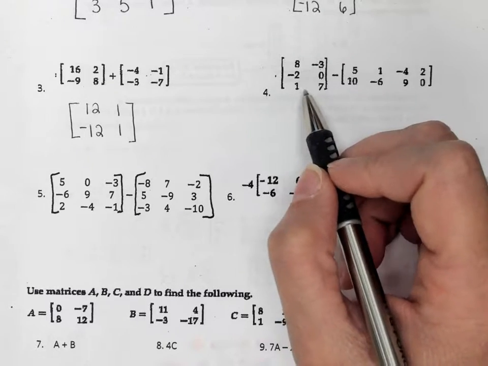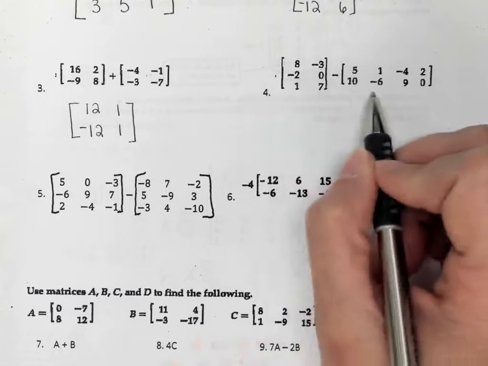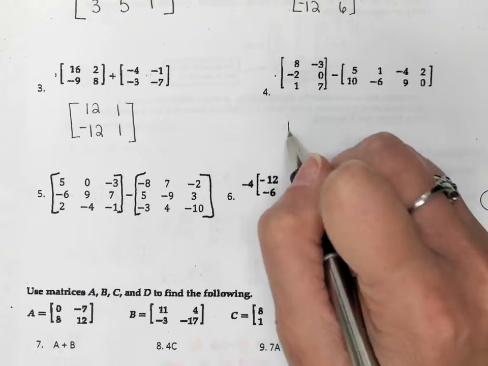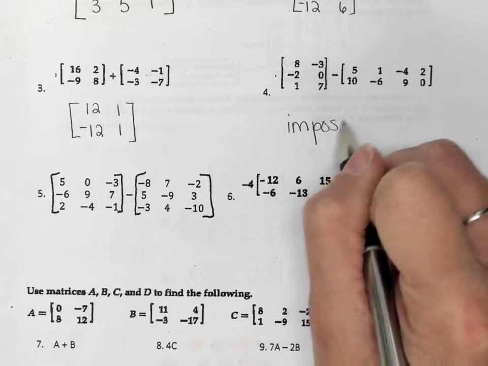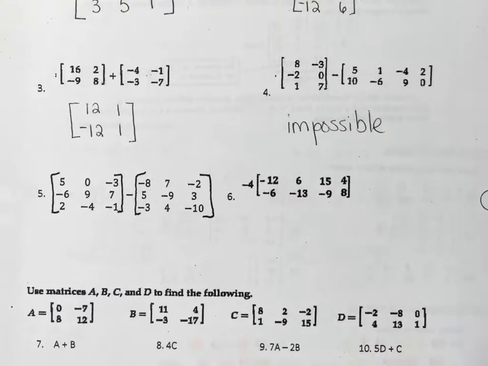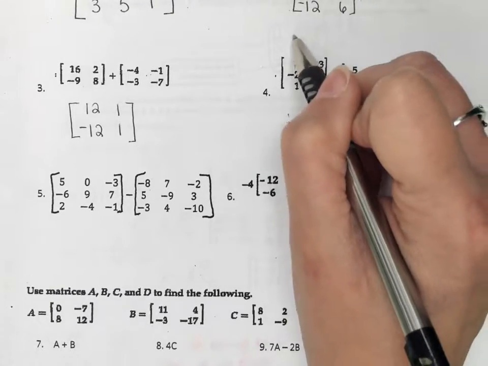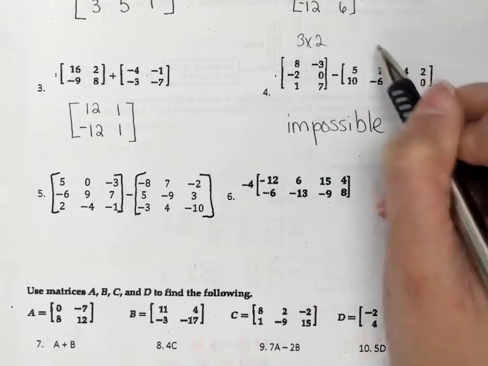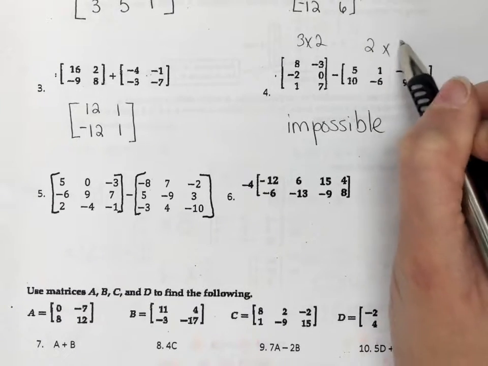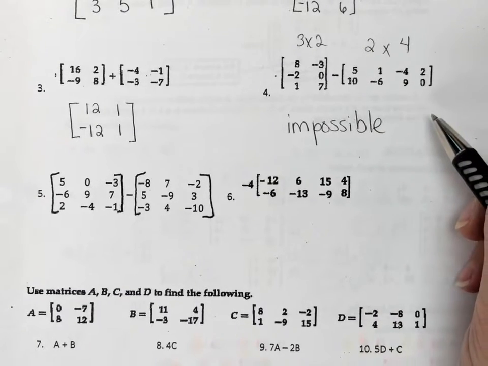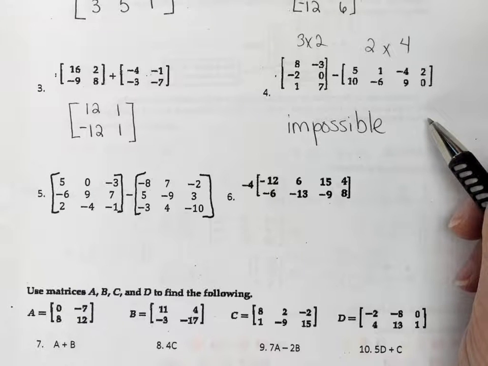Why is this impossible? Because the brackets don't add up. It doesn't even look the same. They're not the same. One's a 3 by 2, and one's a 2 by 4. Not the same. So it's very easy to figure out if it's not possible.